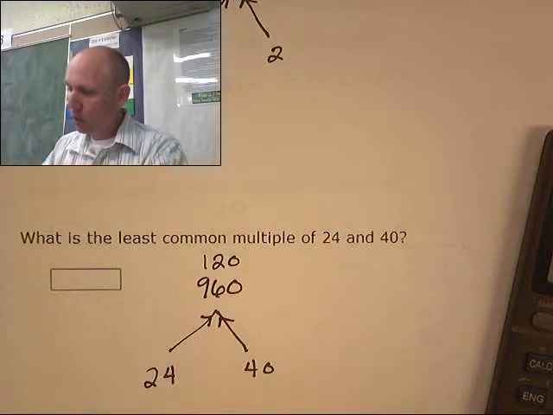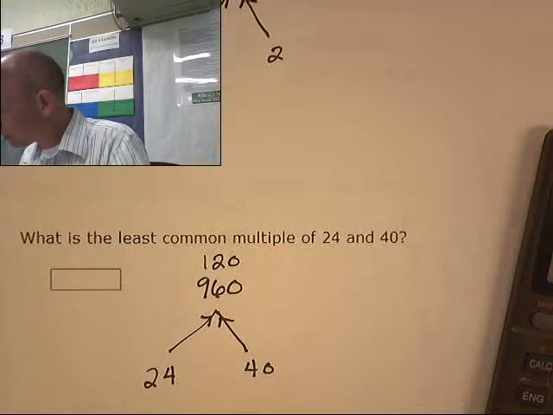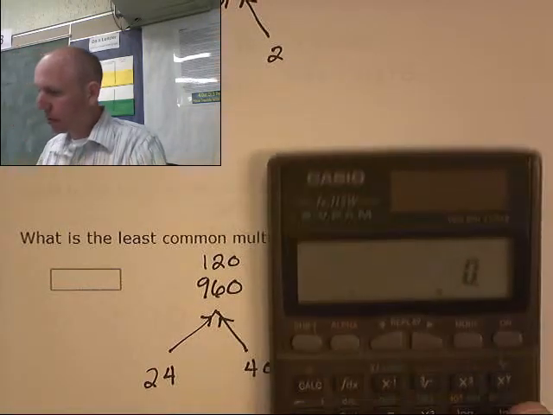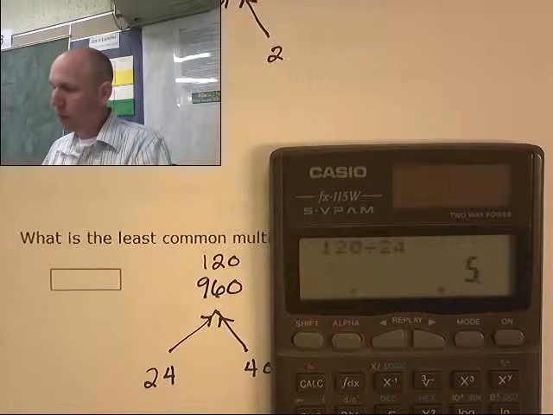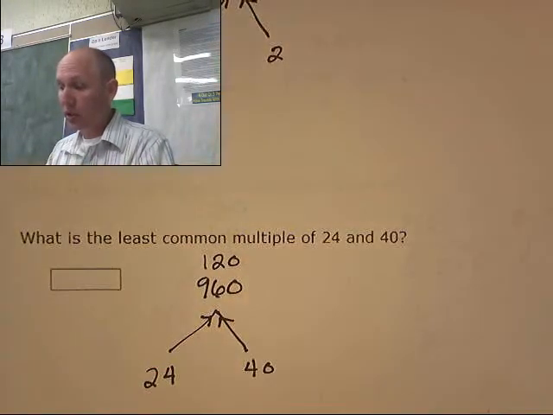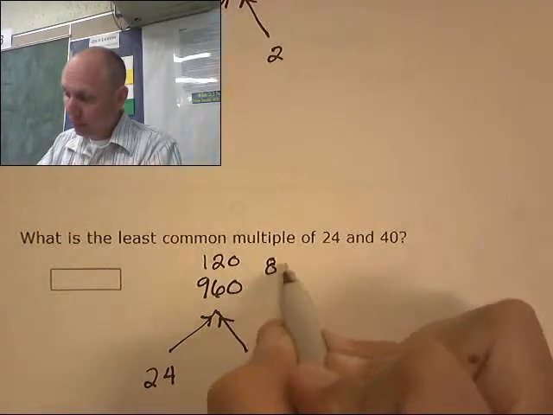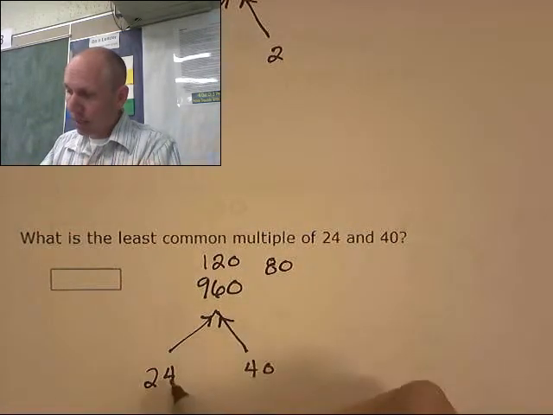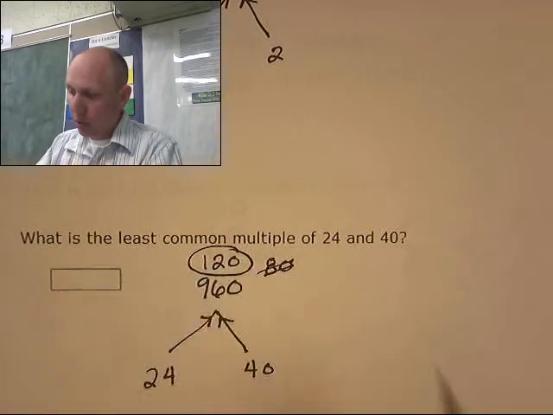I know 40 goes into 120. Does 24 go into 120? Let's see. Does 24 go into 120? It sure feels like it should. 120 divided by 24? Yes. Is there something lower? How about 80? Well, no, 24 is not going to go into 80. So, feels like it's going to be a 120.